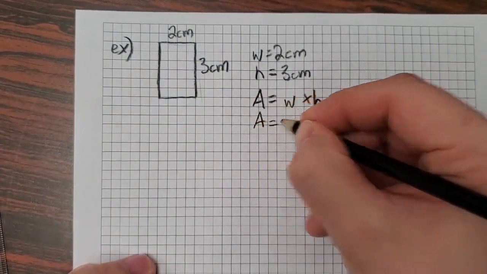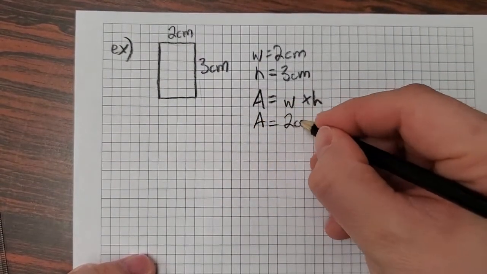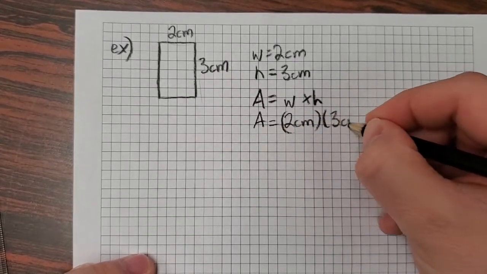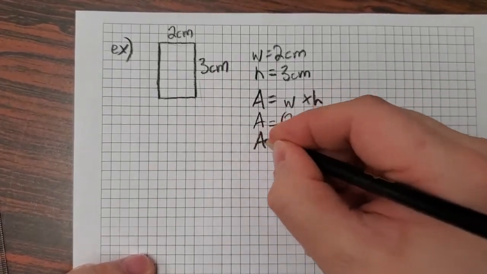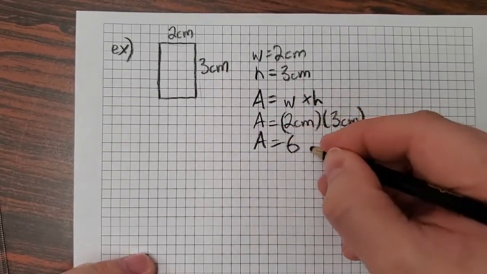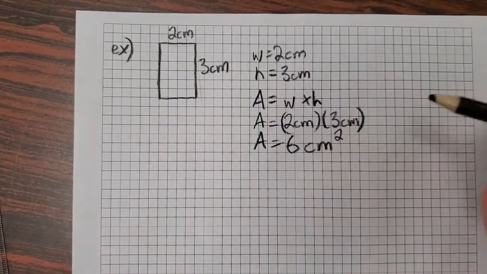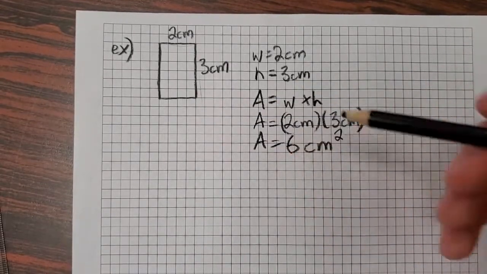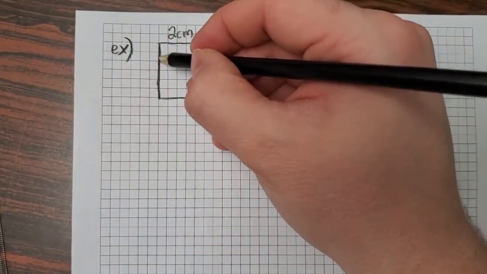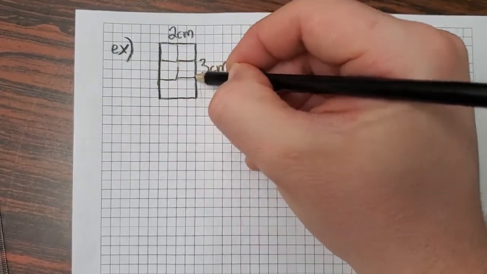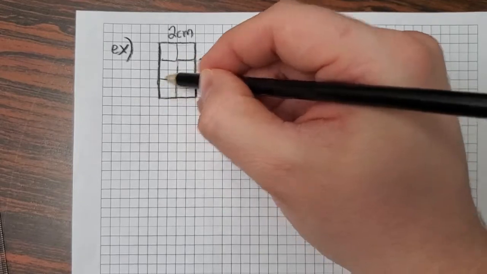So area here is going to be my width, which is 2 centimeters, times my height, which is 3 centimeters. And we're going to get area is 2 times 3, which is easy, 6. And the unit, centimeters times centimeters, is centimeters squared. So we found out our area was 6 centimeters squared. And if we look at this, we've got 1 centimeter squared there, 2, 3, 4, 5, 6.